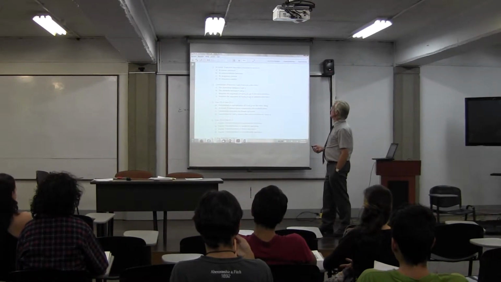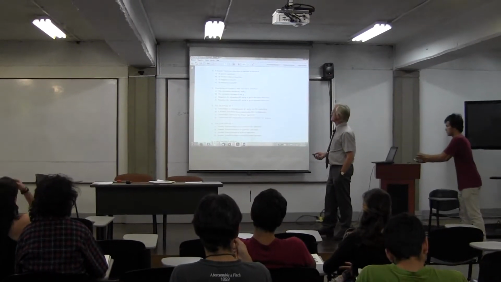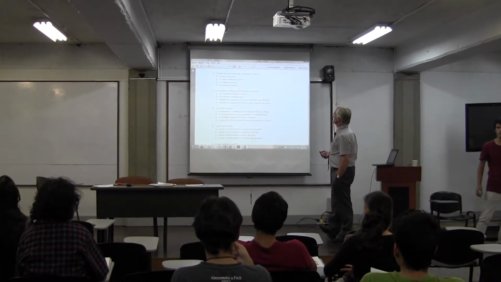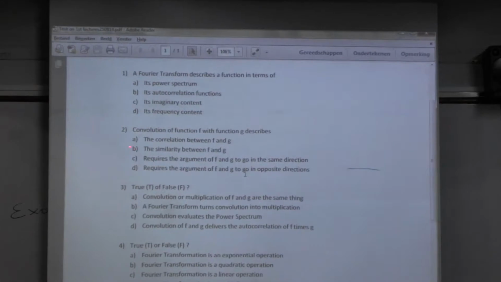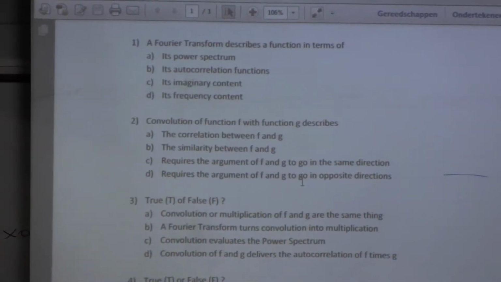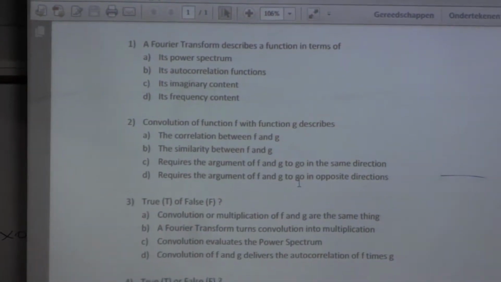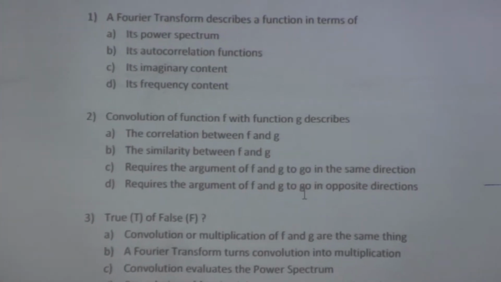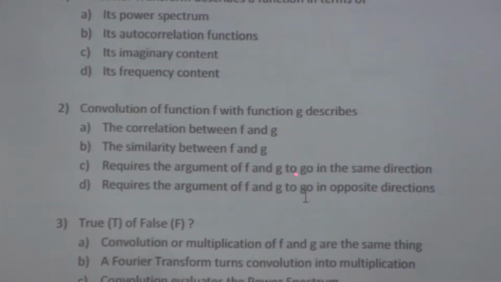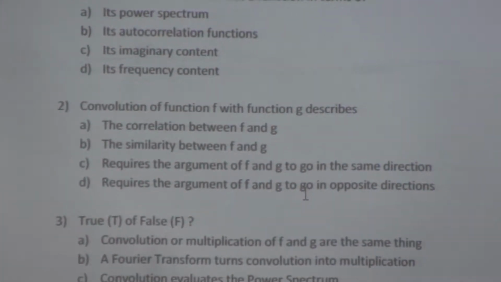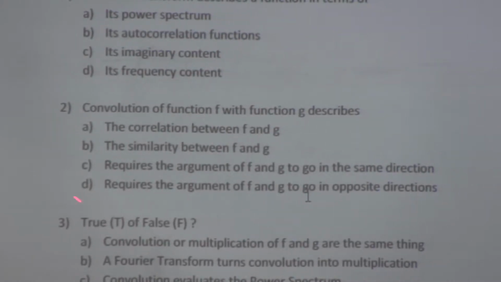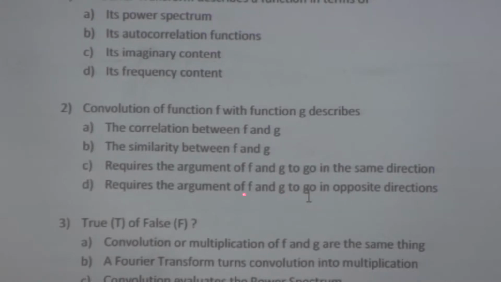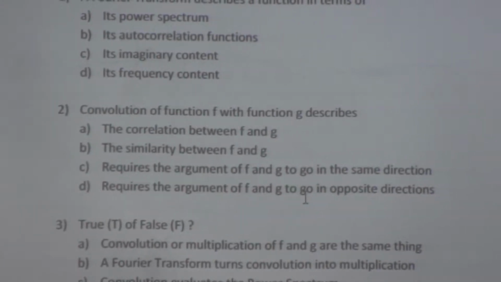Convolution of a function f with a function g describes the correlation between f and g. No, that's not true. Does it describe the similarity between f and g? No, that is not true either. It requires the arguments of f and g to go in the same direction. No, that's wrong, that's for the cross correlation. It does require the arguments of f and g to go in opposite directions.